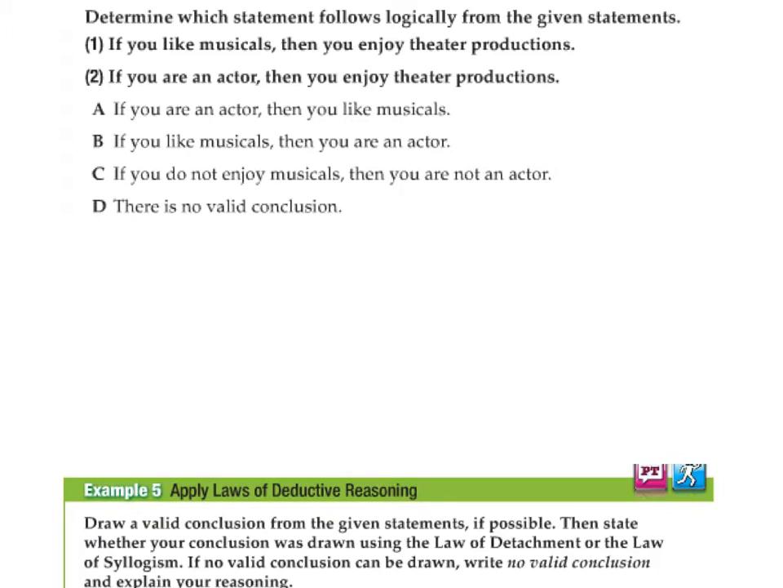So we have the two if-then statements that we need for a syllogism, but we don't have the conclusion of one being the hypothesis of the other. The conclusion of the first one is also the conclusion of the second one. So it doesn't fit the criteria for the law of syllogism. It cannot be a valid argument. And so we say there's no conclusion. It's not valid.